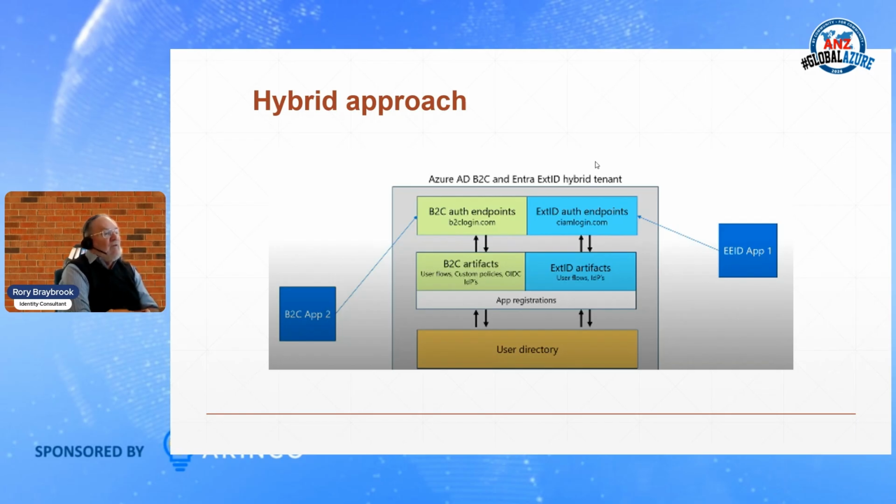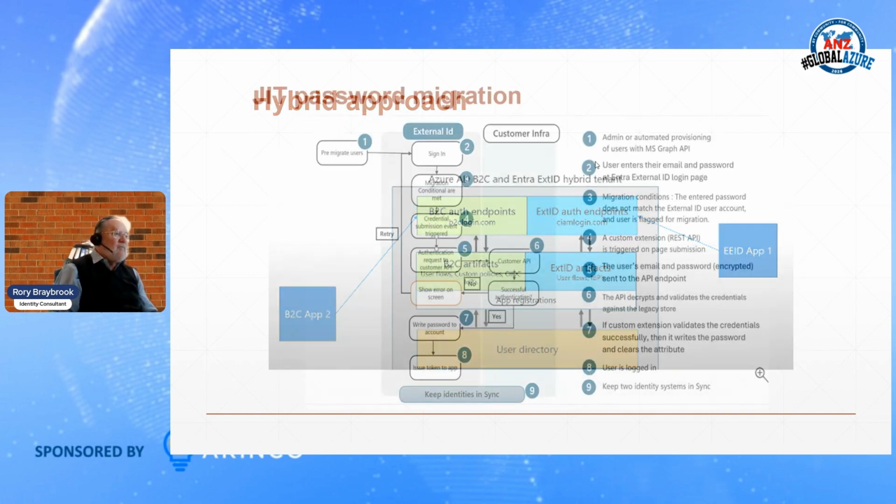The app registrations are exactly the same because it's still client secret and client ID and all that good stuff. But they're in the same user directory, so there is no migration. You could reset a password on the B2C app, and you could log in with that new password on the Entra ID app. So that's another approach that you can look at.